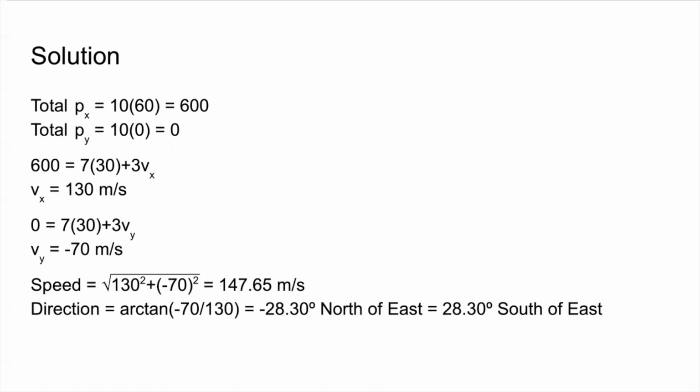The problem asks for the speed and direction. The speed, you just use the Pythagorean theorem to get that it's 147.65 meters per second. And the direction is arctangent of negative 70 over 130, which is negative 28.30 degrees north of east. And you usually don't want a negative, so this is just 28.30 degrees south of east.